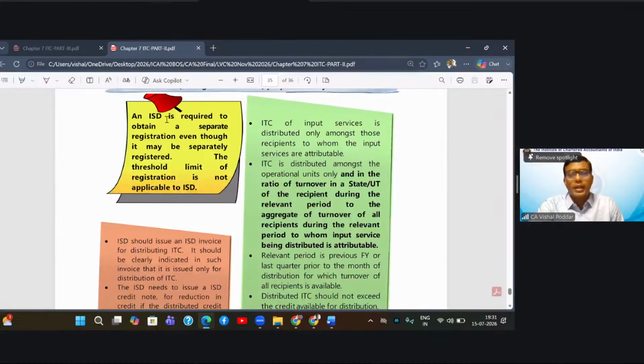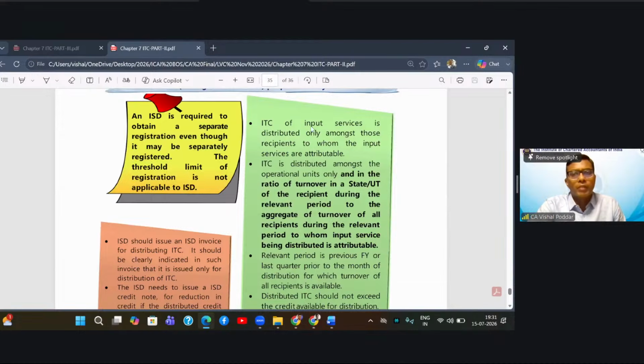First, as I said, the ISD will have to take a special, separate registration. Even though it may have a regular registration, now it has to take a special registration called the ISD registration. And you would have studied in the registration chapter that there is no threshold applicable. So even if you are getting 1 rupee of common credit, you will have to compulsorily take this ISD registration.